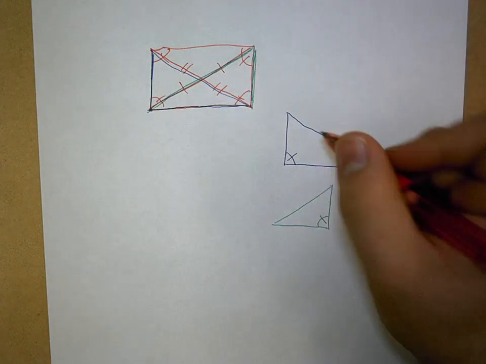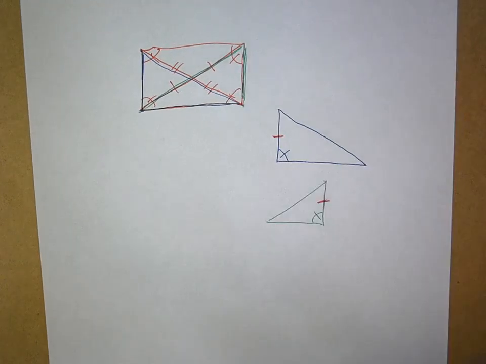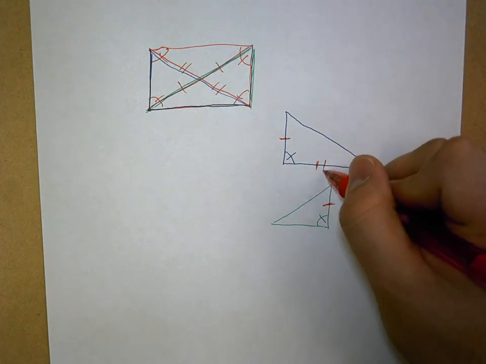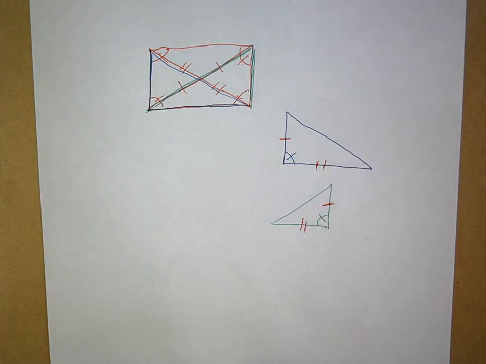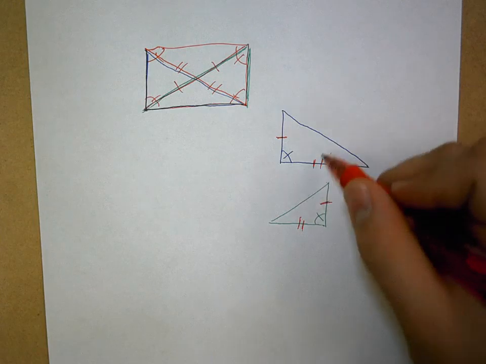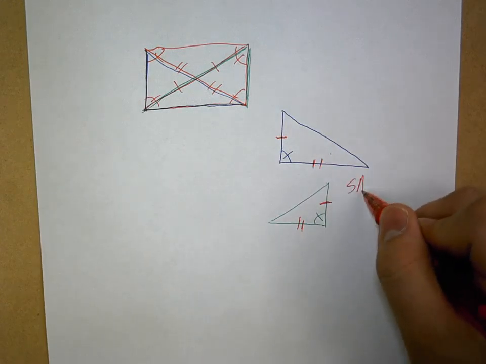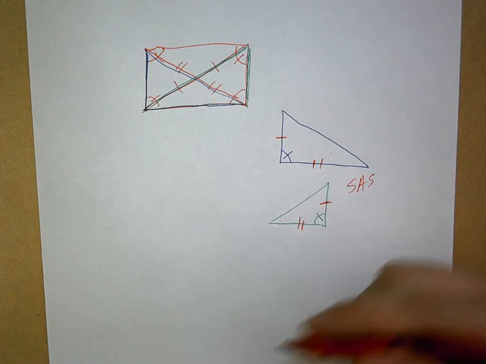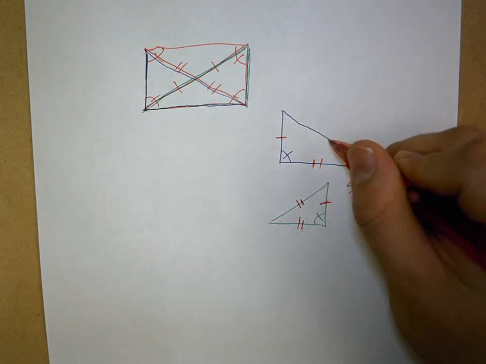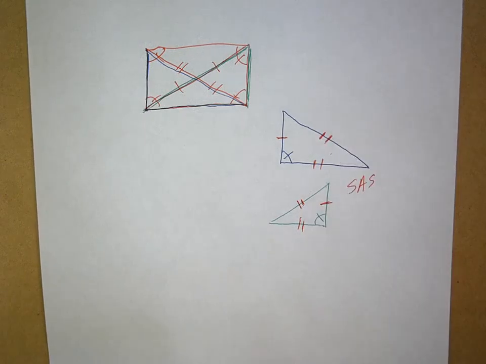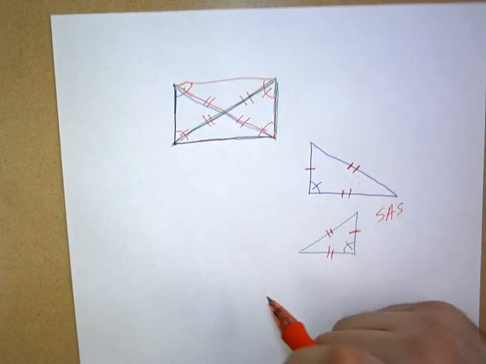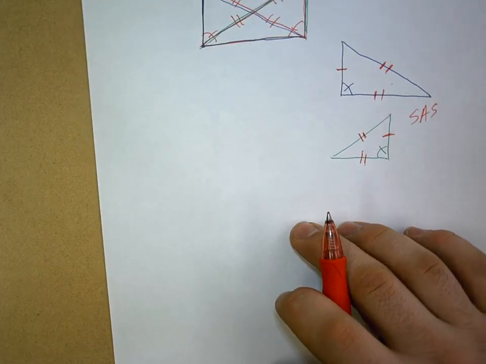Well, we know that this side is congruent to this side because opposite sides of a parallelogram are congruent. And we know that this side is congruent to this side for the same reason. So what do we have? We have two congruent triangles by side, angle, side. If we have two triangles that are congruent by side, angle, side, then all corresponding parts of congruent triangles are congruent. And this is congruent to this. So now we know that the diagonals of a rectangle are bisectors of each other and they're congruent.